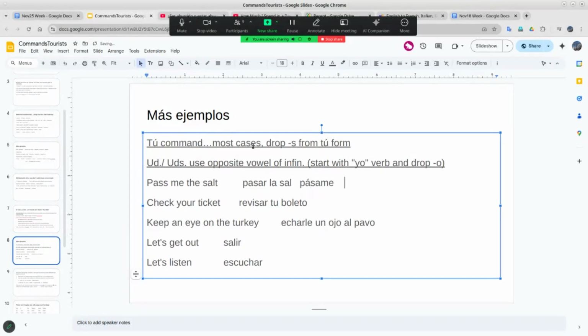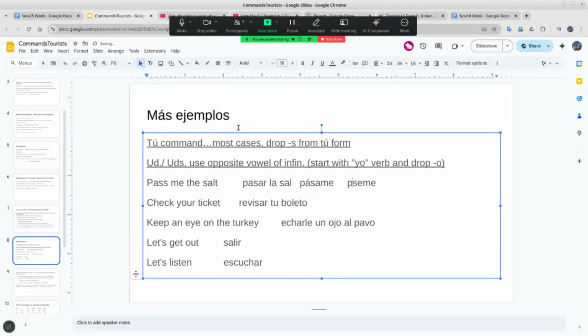But if you were at a table with people you didn't know, like you're on a cruise and you don't know any, this is the first time you're sitting down with any of these people and you're being super polite, it would be instead opposite vowel. Pase. Páseme. Páseme, por favor.